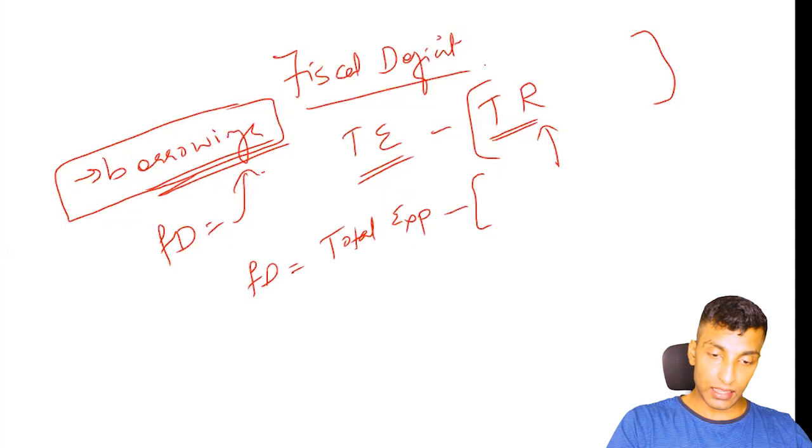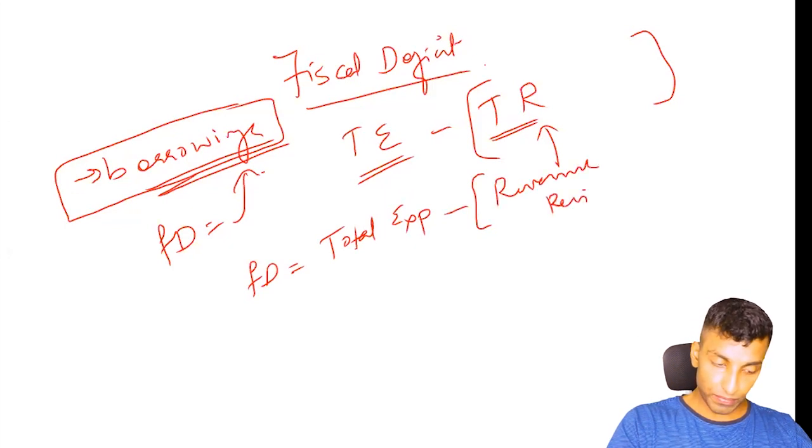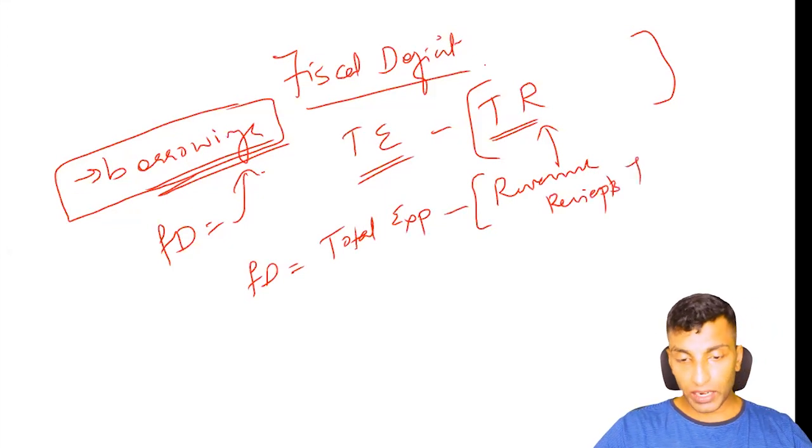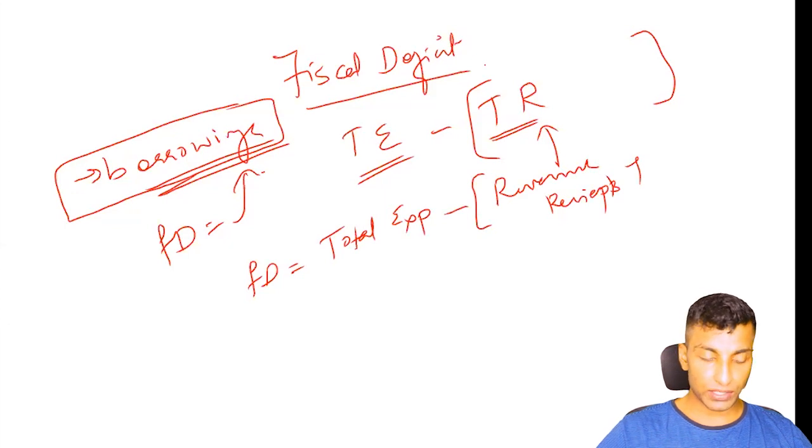Or if you see here, fiscal deficit is total expenditure minus the receipts. There are two types, right? Revenue receipts plus, see, borrowing will come under where? Capital receipts or revenue receipts? Capital receipt. Why will it come in capital receipts? Because it's a liability, right? So it will come under capital receipts.